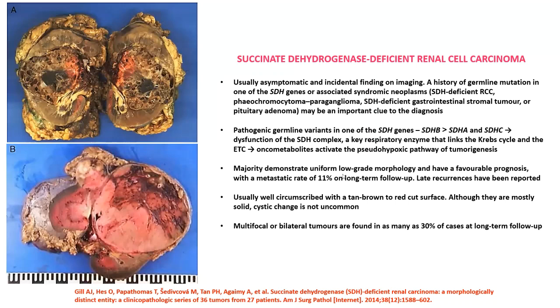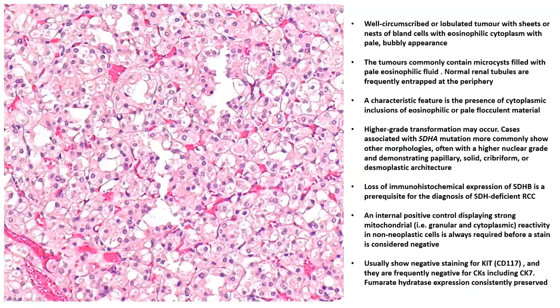Most of these cases will have a low-grade morphology and have a favorable prognosis, although around 10 to 15% of these cases will have a metastasis on a long-term follow-up. Usually they are very well circumscribed with a tan brown to red cut surface. Usually they are solid, as you see in the image on B, but sometimes a minor cystic change can also be appreciated within these tumors. And in as many as 1/3 of these tumors, multifocal or bilateral tumors can be found on long-term follow-up.